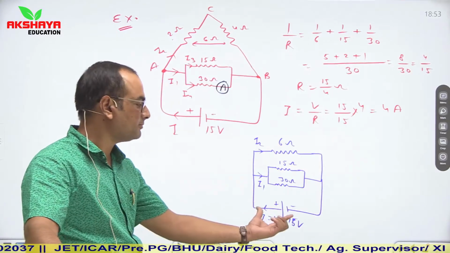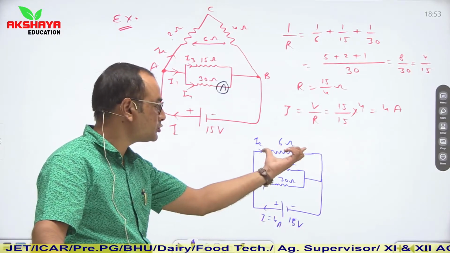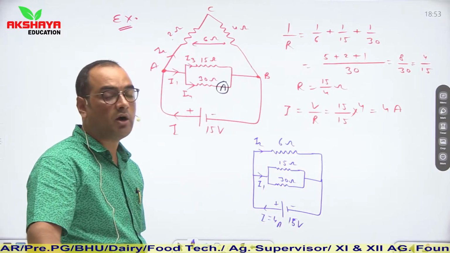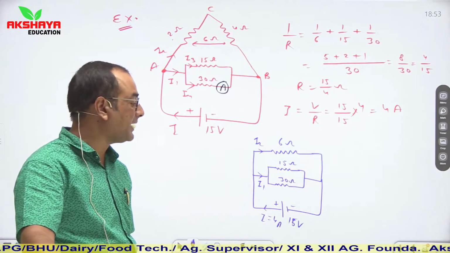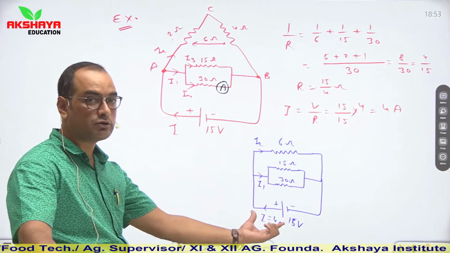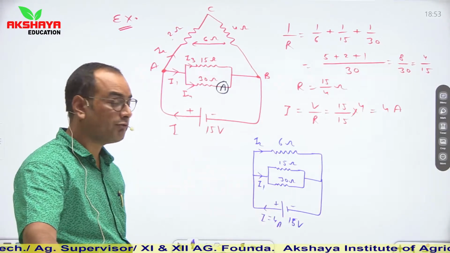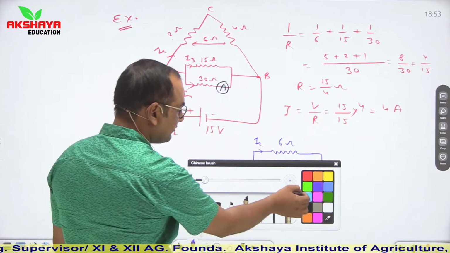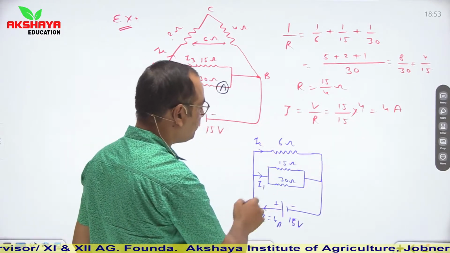So it is clear from this circuit diagram that the 6 ohm, 15 ohm and 30 ohm, all three resistors are connected in parallel, so their potential difference will be the same. So the potential difference across each resistor is equal to 15 volt.